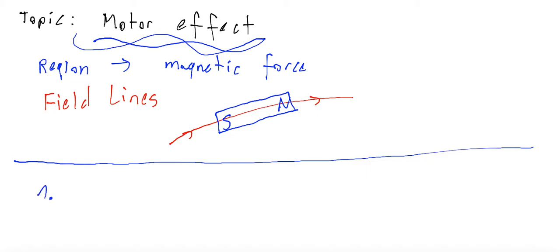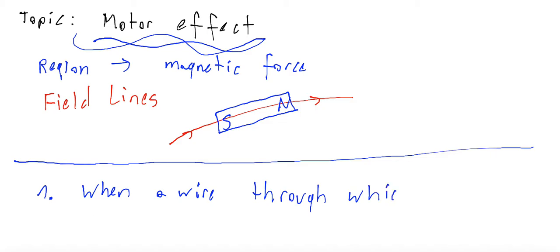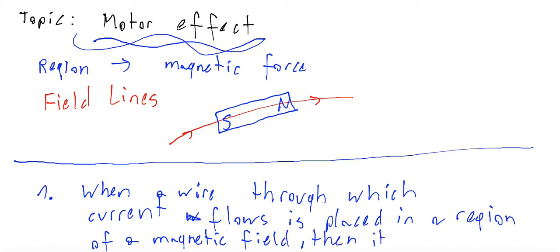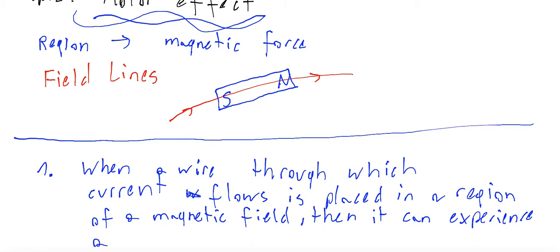Write point number 1. When a wire through which current flows is placed in the region of a magnetic field, then it can experience a magnetic force. I wrote "can experience" because there is one more condition, but about the condition later. Please copy this.